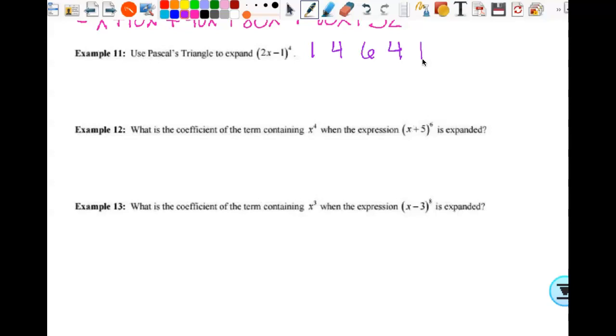Okay? And you can write it out if you want to. Again, you don't have to. I use the first number in Pascal's triangle, which is 1. Then I multiply by 2x and times a negative 1. Super important you're using parentheses here so you're not messing up signs. Plus 4 times 2x times negative 1. You should be able to finish out writing that on your own.